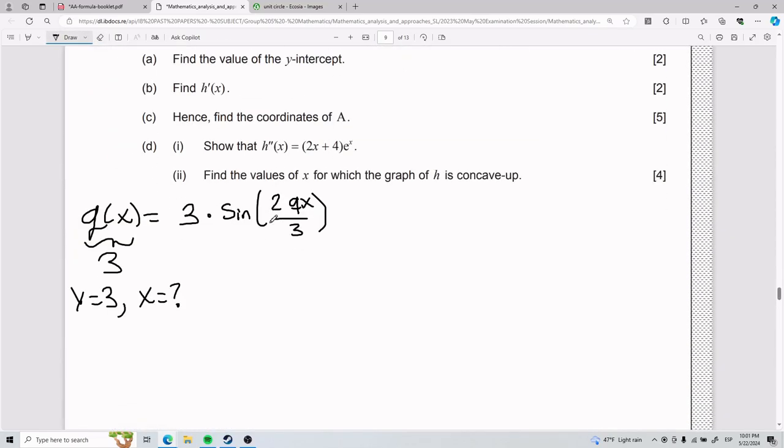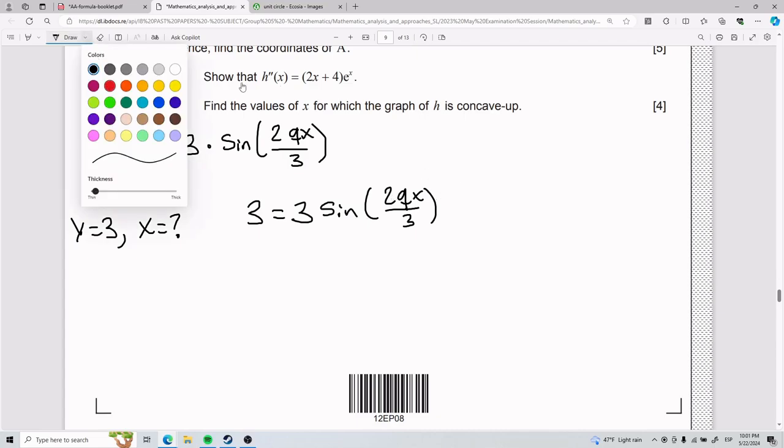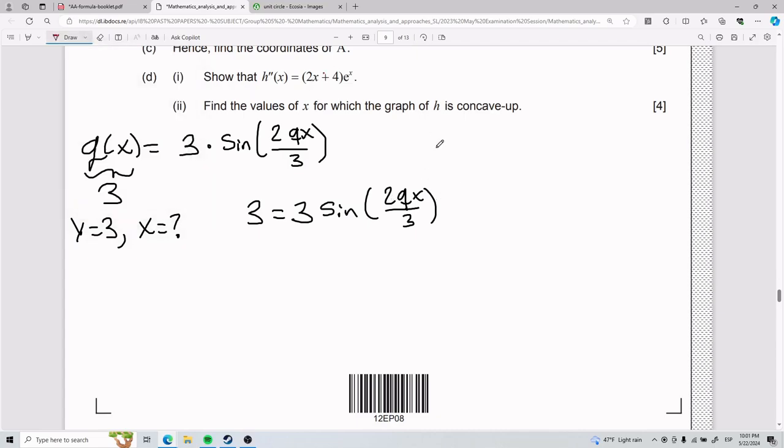So if you plug in 3 for y from here, you can end up with 3 equals 3 sine 2qx divided by 3, right? Now from here, you want to get your x value alone, or leave it into something a little bit more readable. So first things first, you can divide both sides by 3. So you end up with 1 equals sine of, parentheses, 2qx, all of this divided by 3, right?